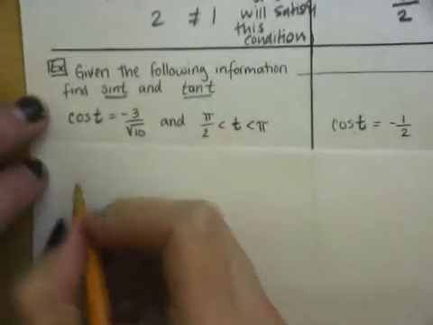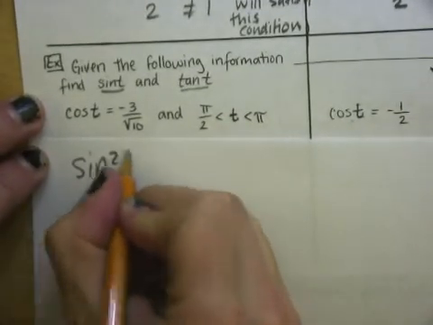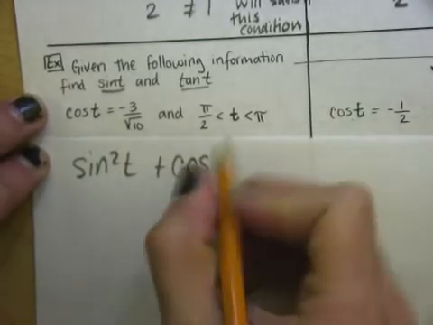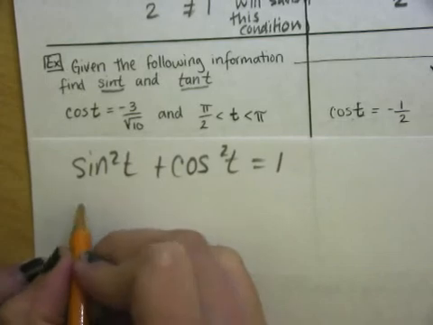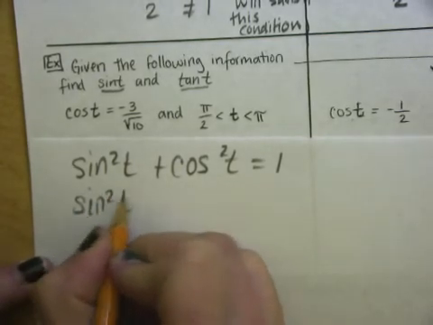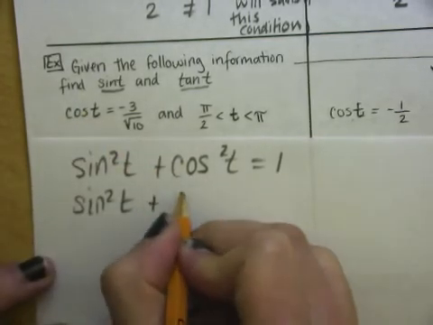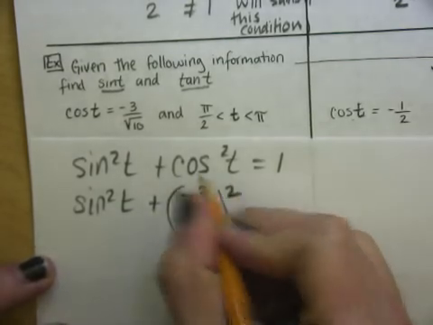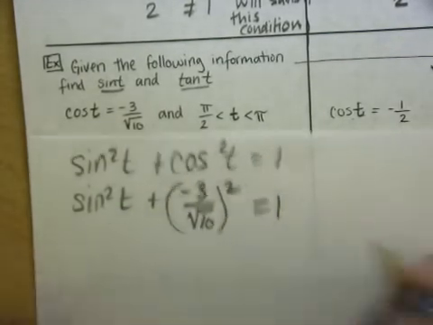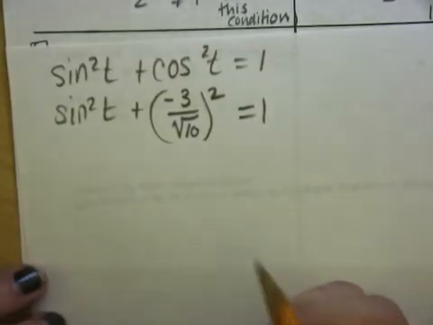So in this case, we know that sine squared plus cosine squared equals 1. So we don't know what sine is, but we know cosine is negative 3 over root 10. I need to square it because it's cosine squared. And here we can just solve this equation using algebra.